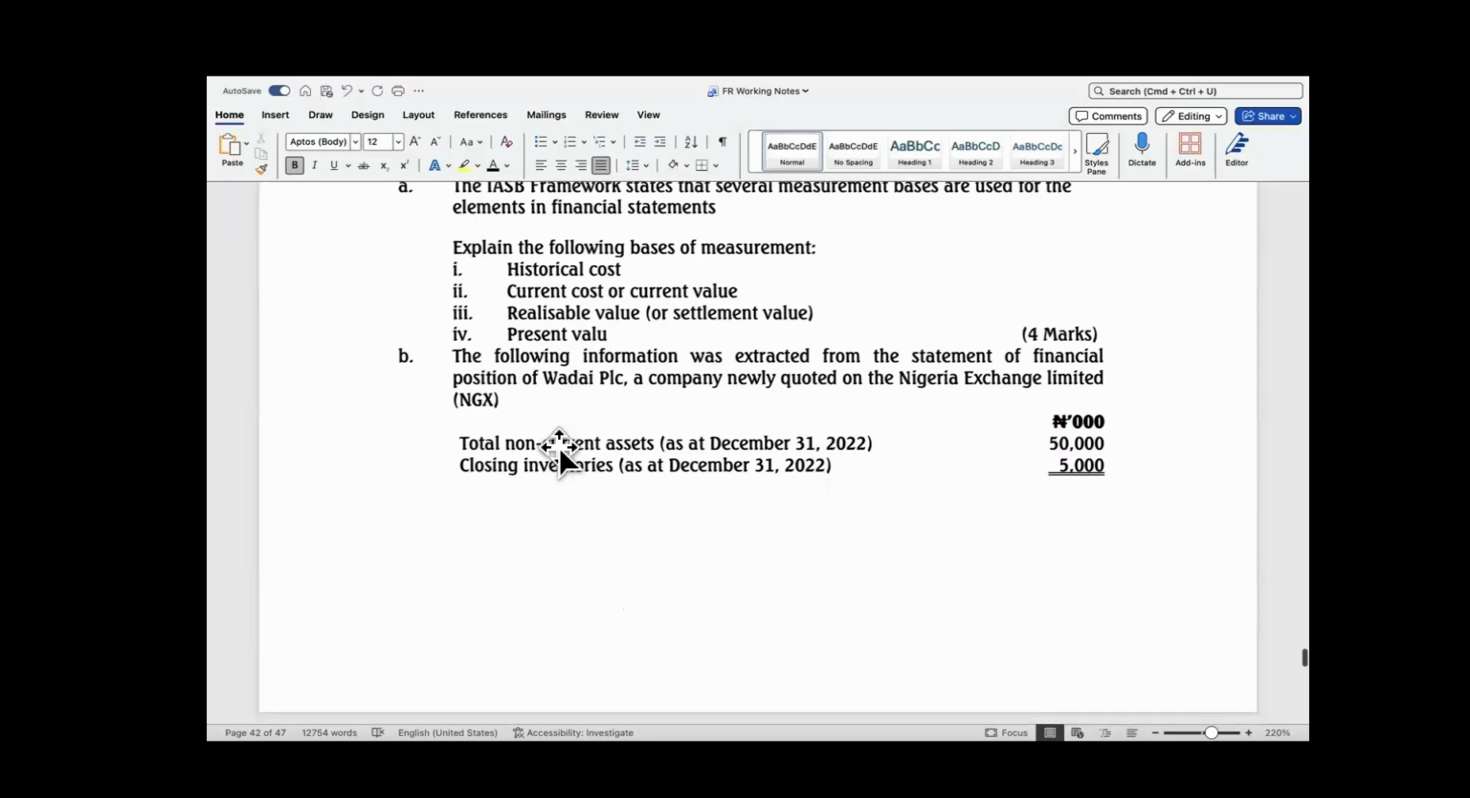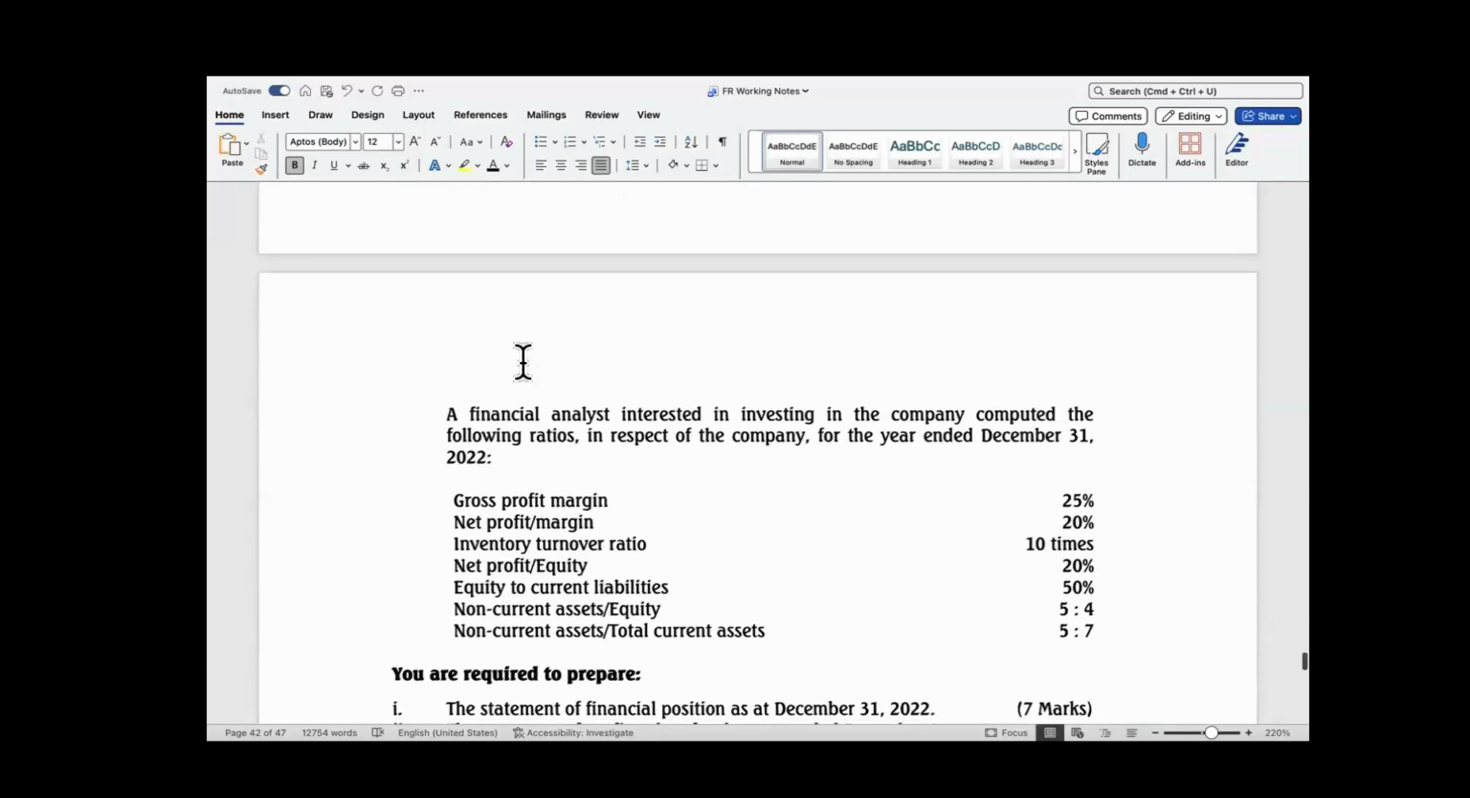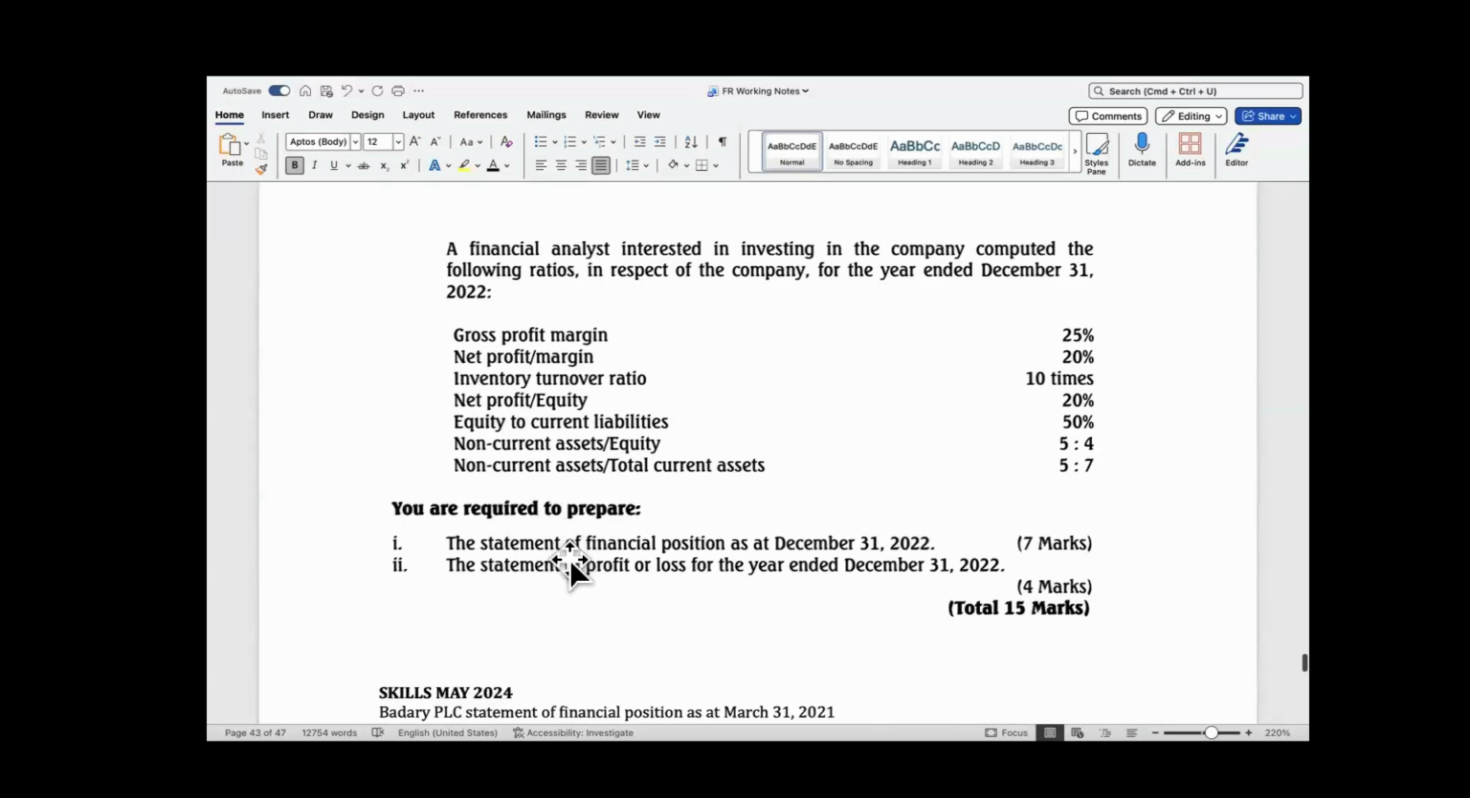So this particular question, they give us extracts of the statement of financial position of a company that was just quoted on the Nigerian Stock Exchange. They gave us its total non-current assets at the end of the year, and its closing inventories. And they were told that the financial analyst interested in investing in the company computed the following ratios in respect of the company. You are now asked to prepare an account.